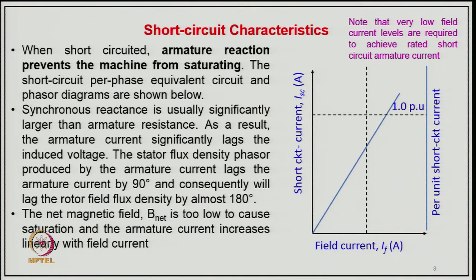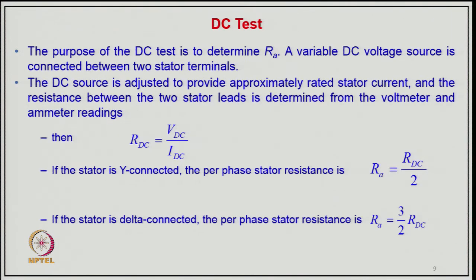So the net magnetic field is too low to cause saturation, and hence the armature current increases linearly with the field current. Virtually, the armature reaction produces a direct demagnetizing effect on the main field. So the net field for the machine is quite low. The machine is not saturated, which is why this is a linear characteristic.